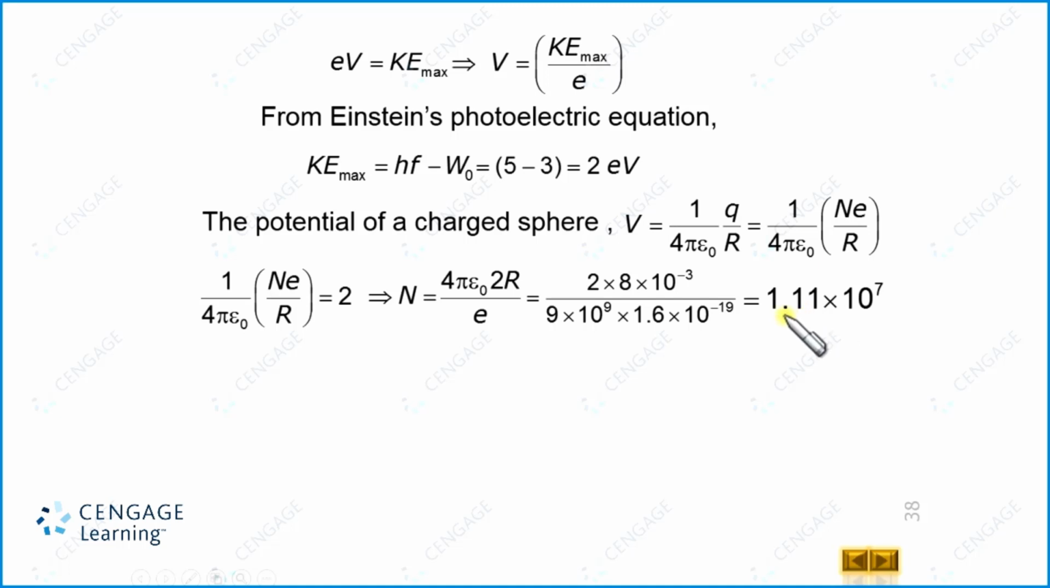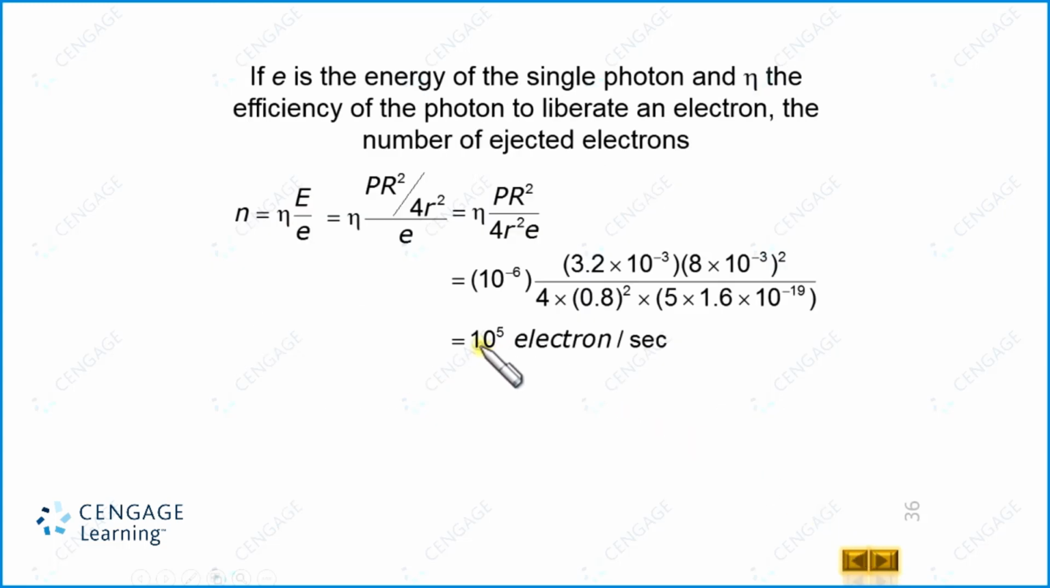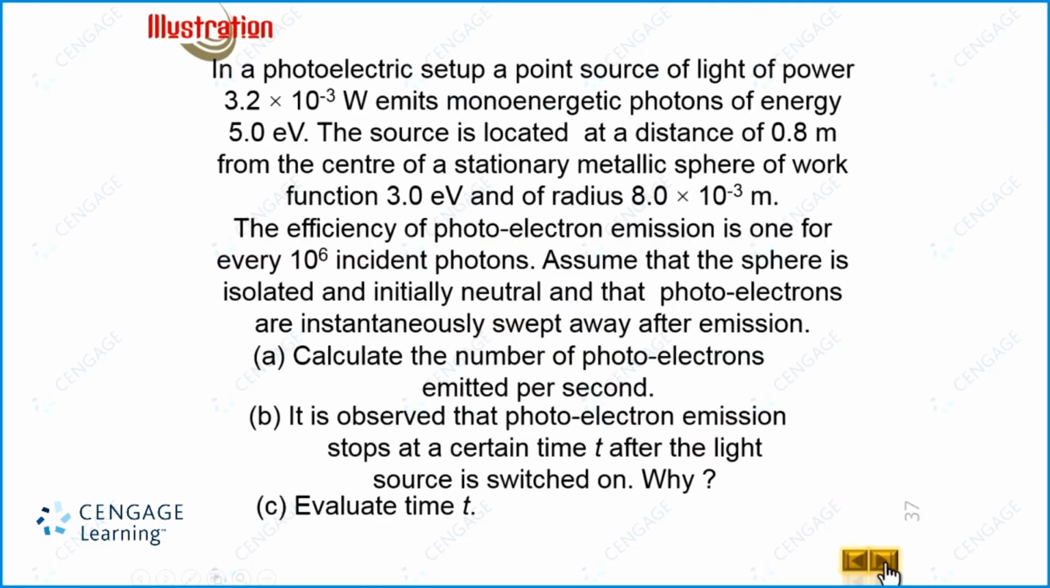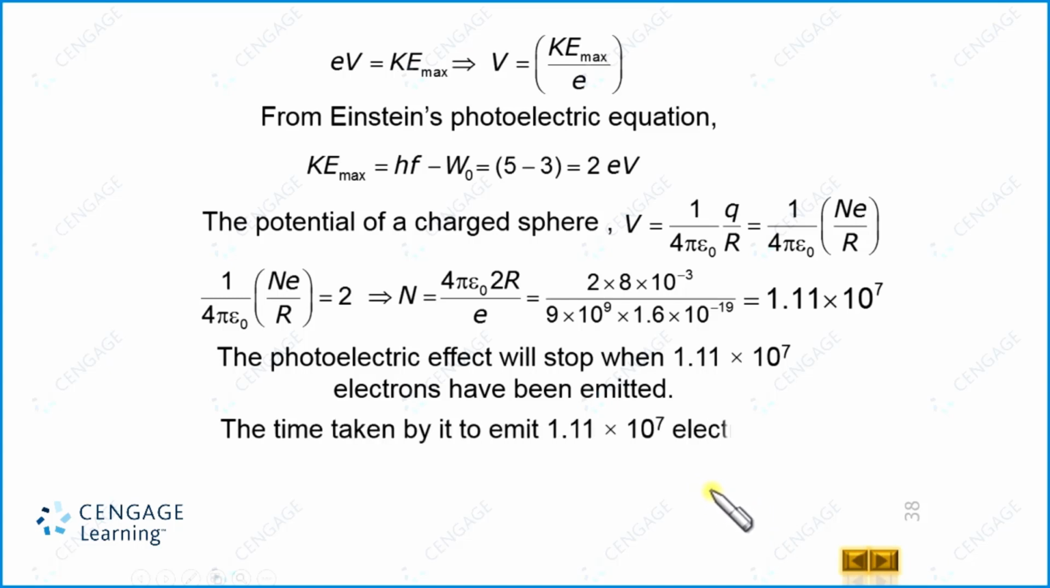That means the photoelectric effect will stop when 1.11 into 10 to the power 7 electrons have been emitted. But we know the electrons emitted per second, which we calculated in the previous section, was 10 to the power 5 electrons per second. So from this value we can find the time. If we divide this quantity by 10 to the power 5, we get the time when photoelectric emission will stop. So T equals 1.11 into 10 to the power 7 divided by 10 to the power 5, which is approximately 111 seconds, or 1.85 minutes.